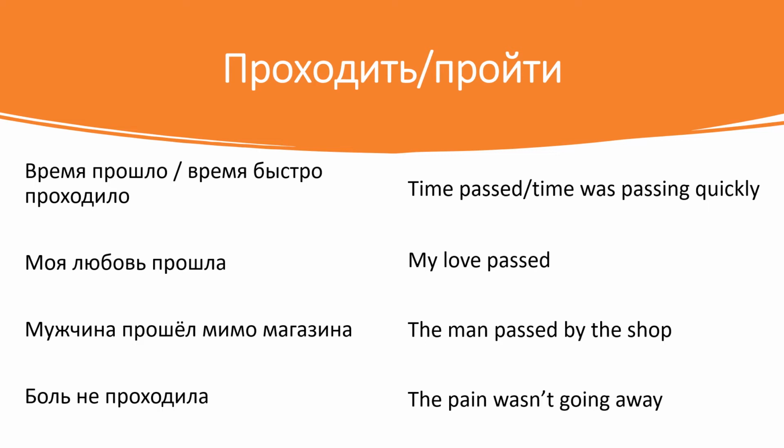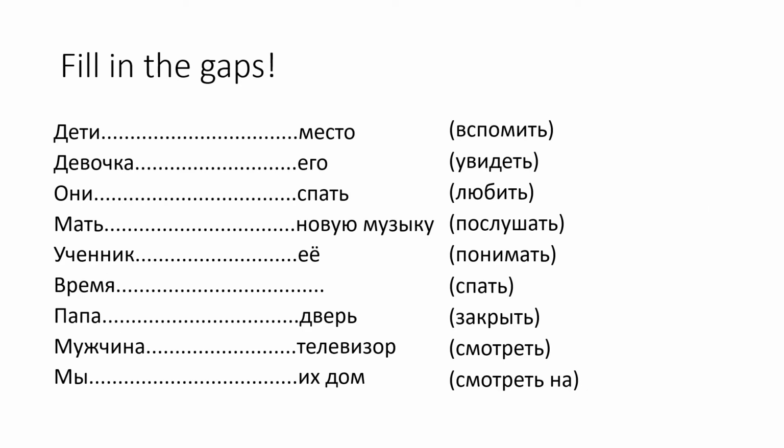more detail later. Now, if you're up for it, we have a quick fill in the gaps exercise, so feel free to pause your video and write out the answers. I'm just going to go through them now. So we have the first sentence, дети, and then the verb вспомнить, место. Remember, дети is in the plural, it means children. Дети, so it will go to вспомнили место. The children remembered the place.